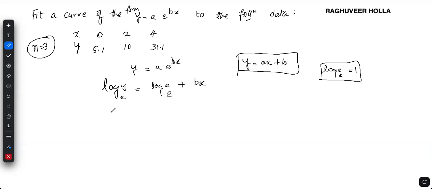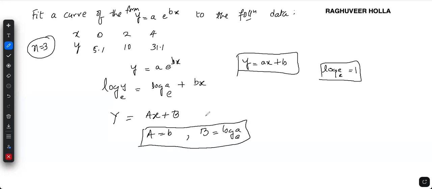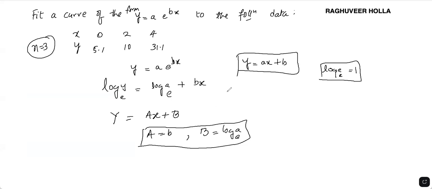Now you keep this as capital Y, and this is capital Y equals ax plus b. Here you notice a as b, and capital B as log a to the base e. Let me compare with this. Now let us form the table and get the normal equations corresponding to it.